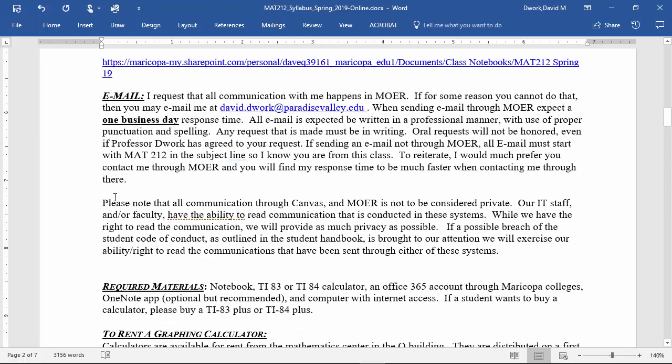This is a big one. Please note that all communications through Canvas or Moer or any of these learning systems that we use are not private. We have the ability to read everything that you are writing. That being said, we do provide as much privacy as possible. I am not going to go read your communications unless it is brought to my attention that something is breaking the code of conduct as outlined in the student handbook. If something like that occurs, then I will go read the emails and the messages being sent between students.